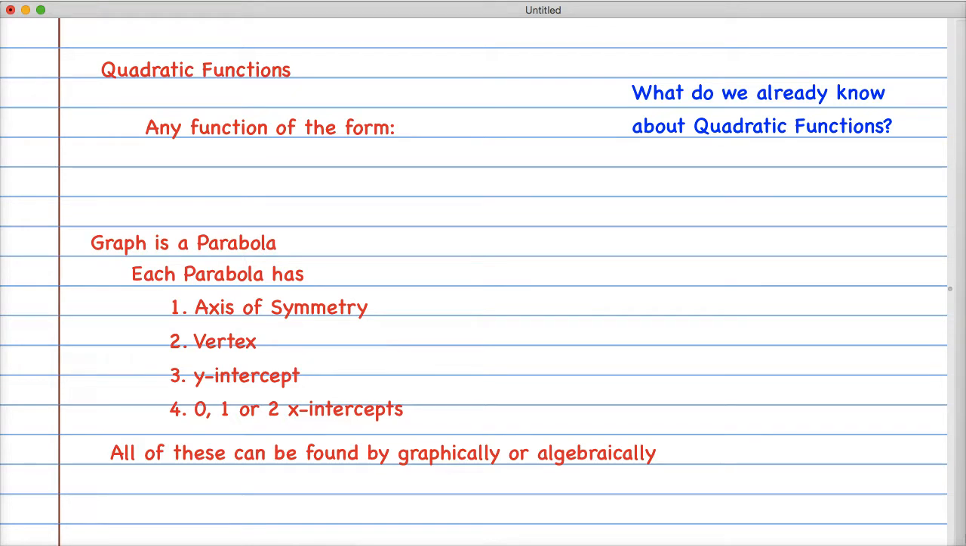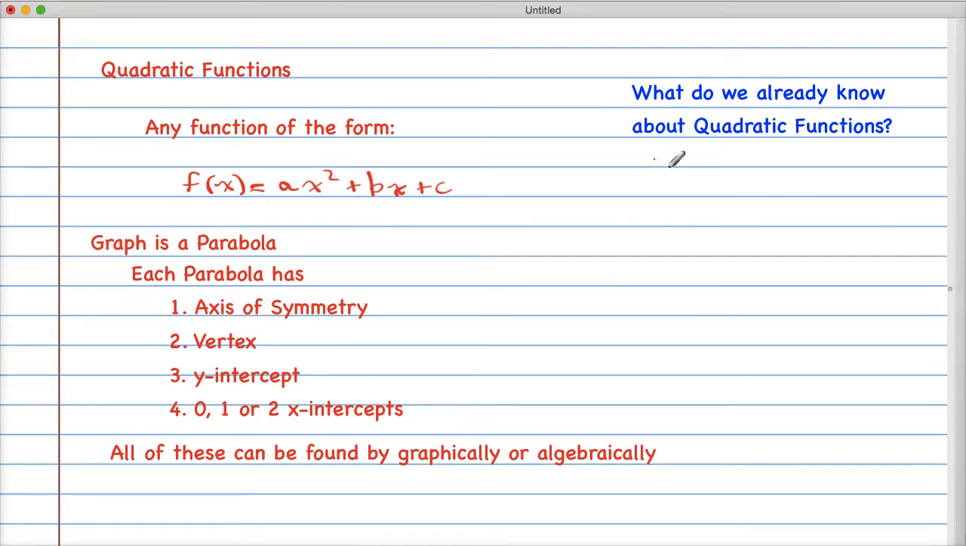So first of all, what are quadratic functions? They are any function of the form f of x equals ax squared plus bx plus c, where a, b, and c are going to be real numbers. Okay, we've seen this before. You've probably worked with the quadratic function in this form as well, but take a second to think back on what we already know about quadratic functions.